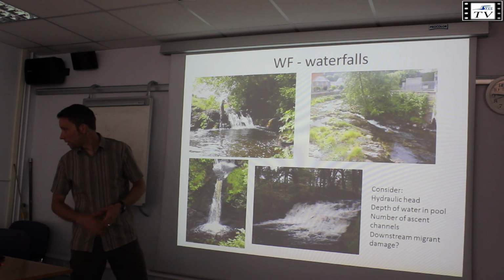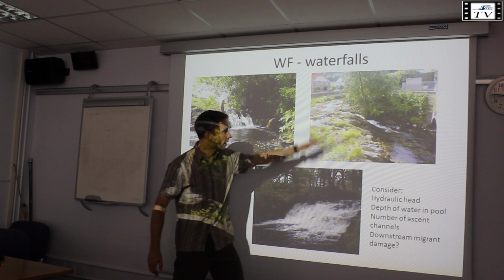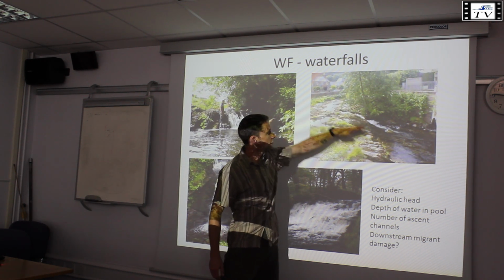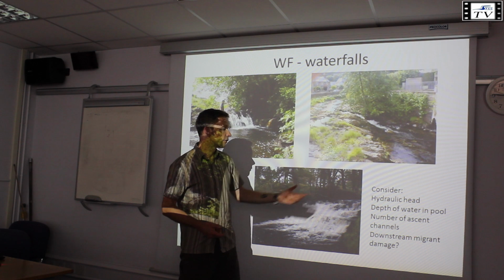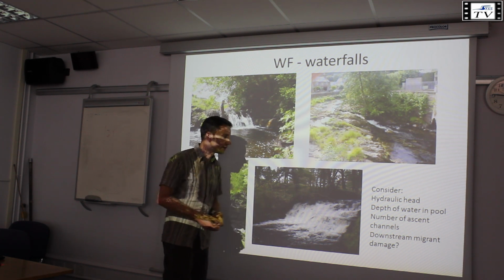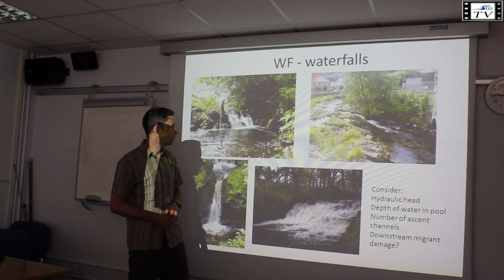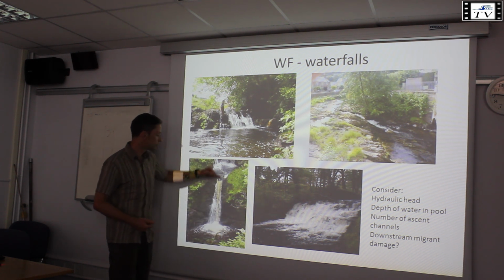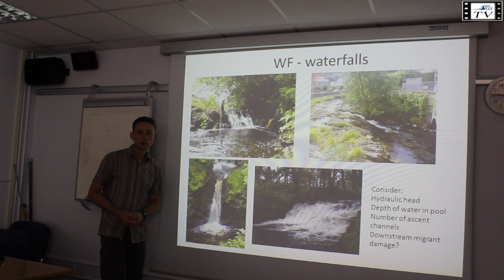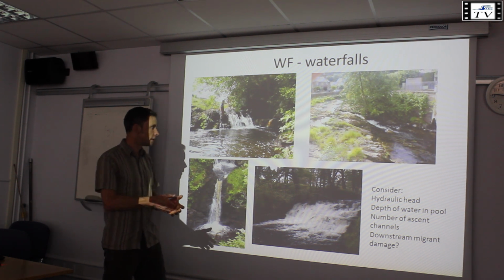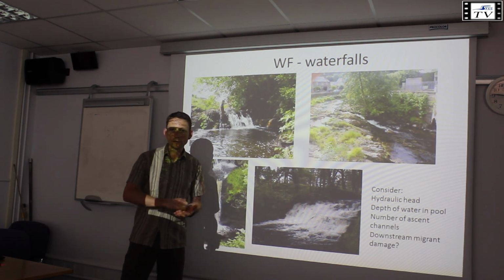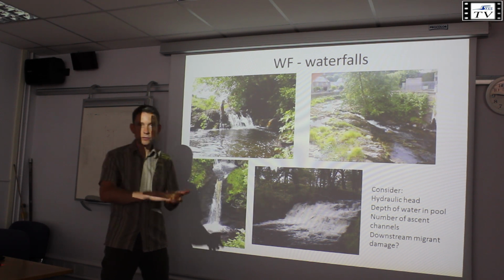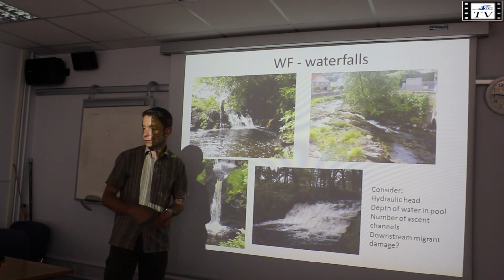But really, we've got to think about the hydraulic head. We've got to think about the difference in height between the top and the bottom, the depth of the water in the pool, and the number of channels that are available. Another thing to consider is whether downstream migrating fish are going to get damaged as they come down. If fish are moving down a waterfall and there isn't a significant depth of water for them to fall into, then it's possible they're going to damage themselves on hard surfaces as they fall.